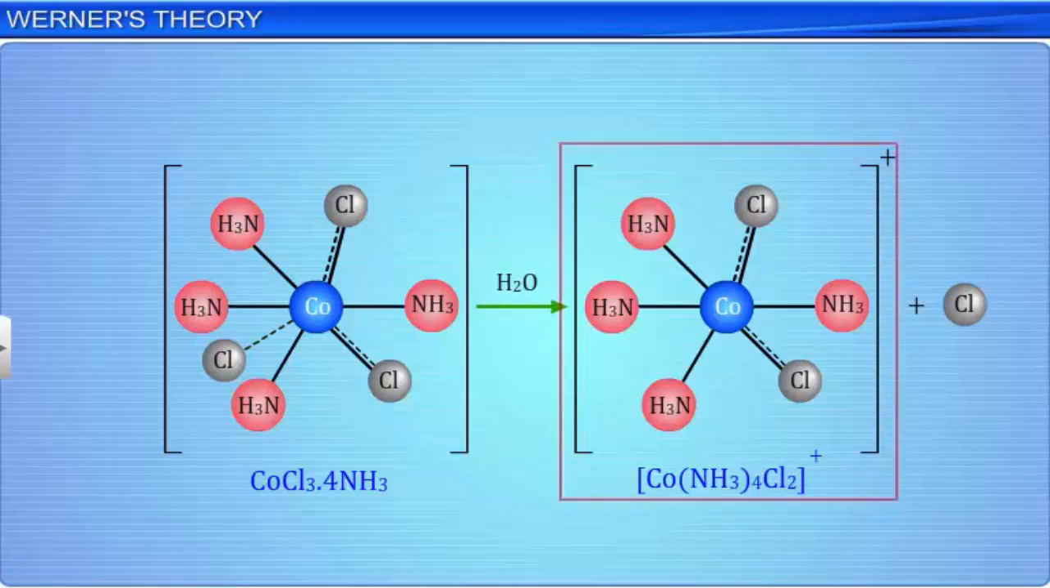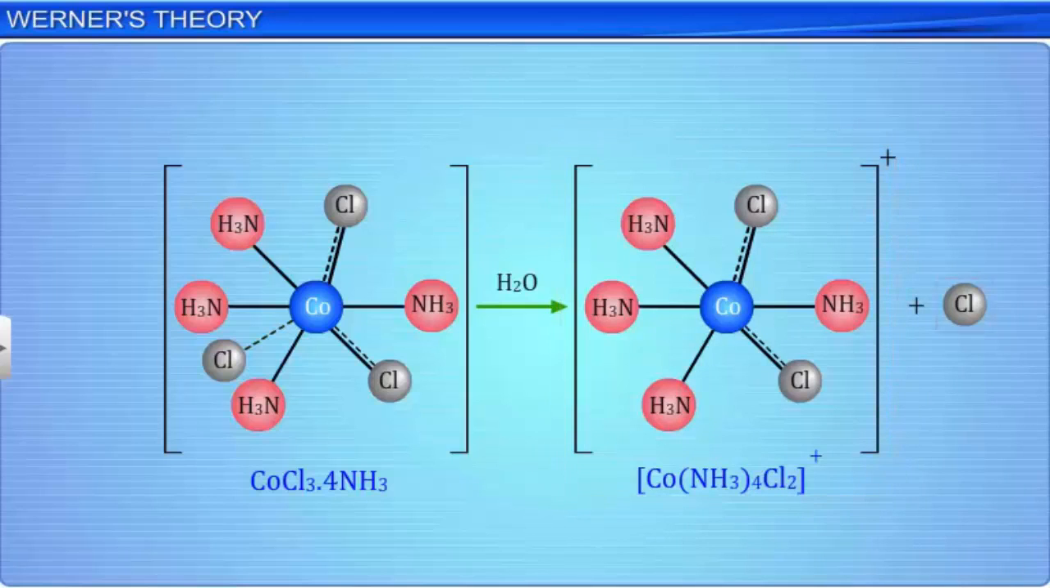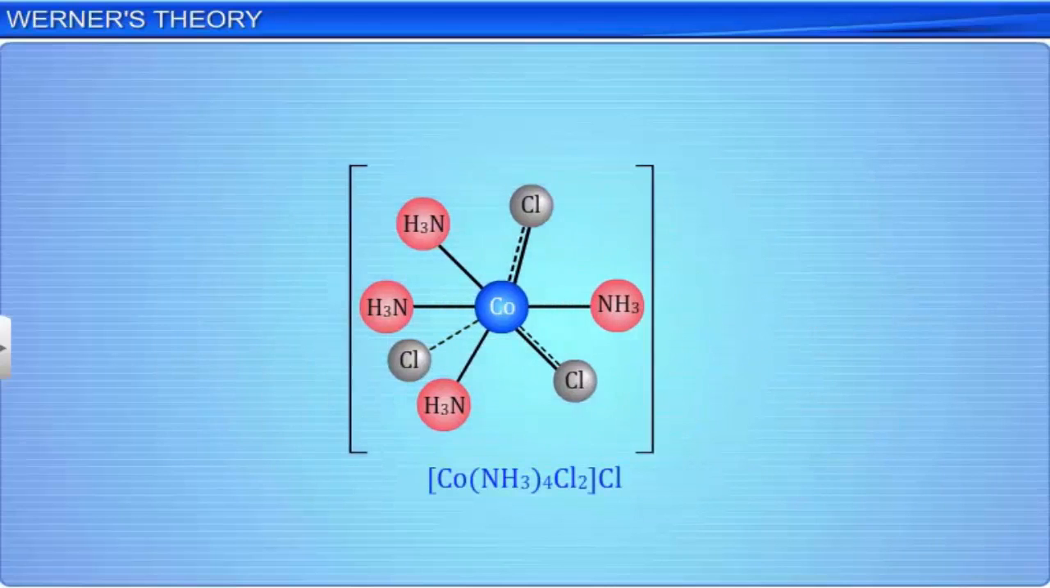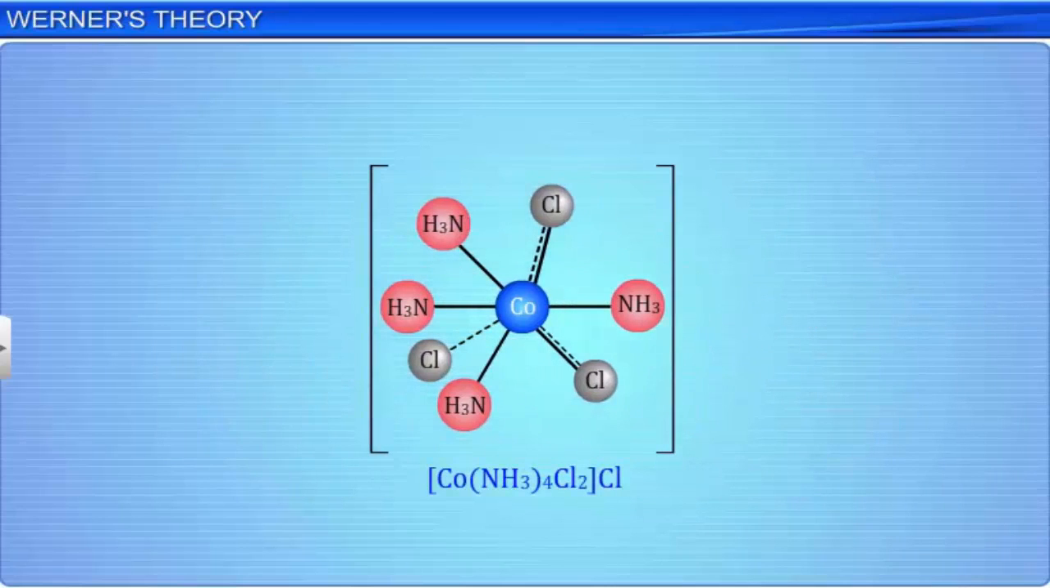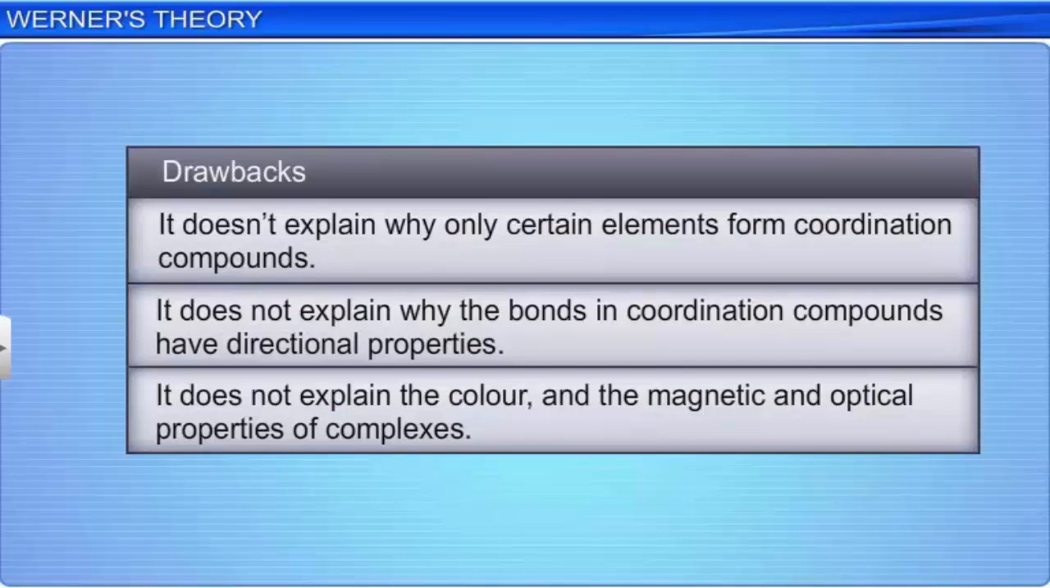Although Werner's theory successfully explains the bonding features in coordination compounds, it suffers from some drawbacks. It doesn't explain why only certain elements form coordination compounds. It does not explain why the bonds in coordination compounds have directional properties. It does not explain the color and the magnetic and optical properties of complexes.